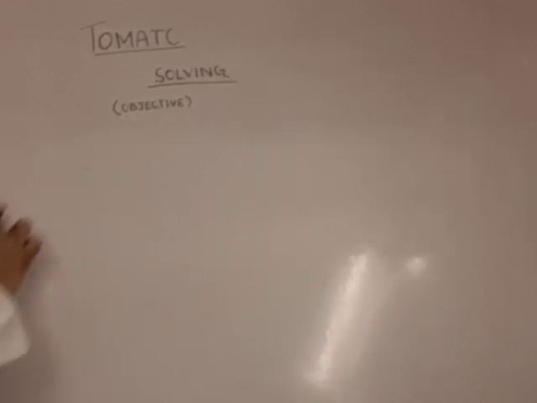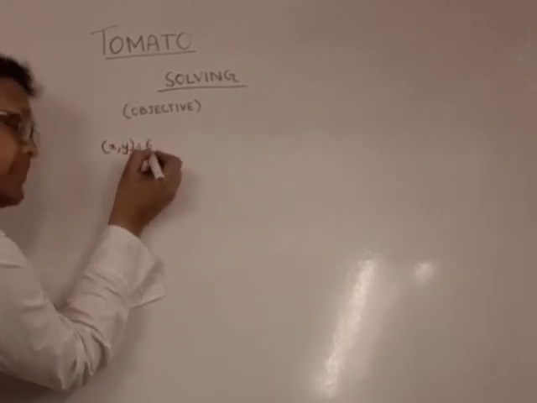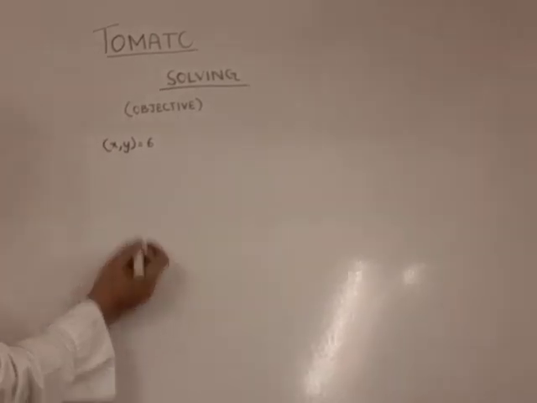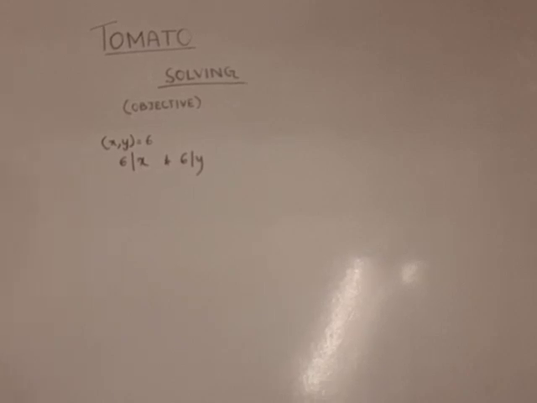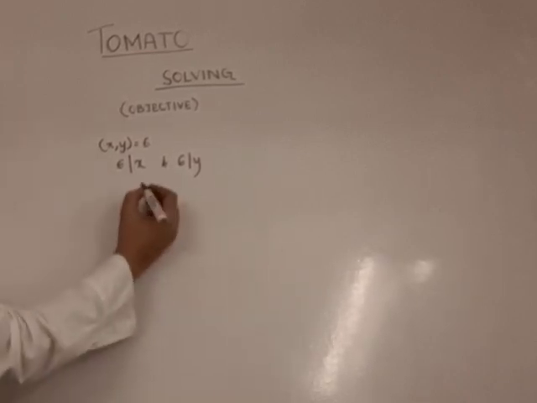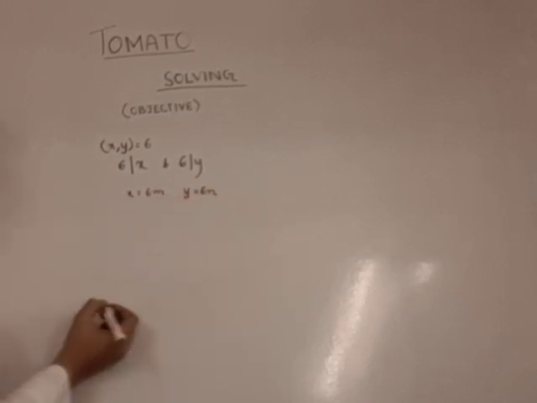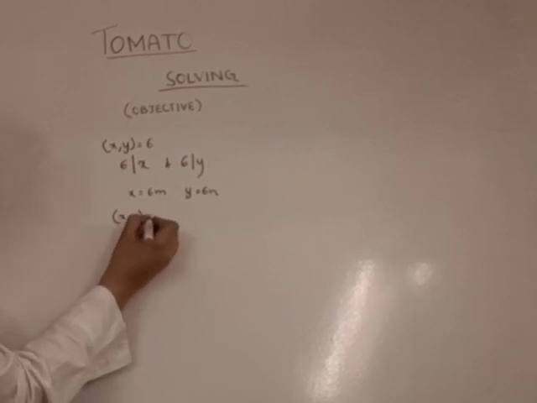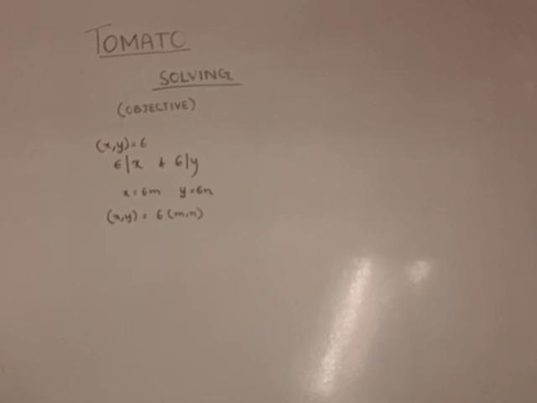So, GCD of x comma y is equal to 6 is given. So 6 divides x and 6 divides y. So 6 must divide x since the GCD is 6 and 6 is a divisor. 6 must be a divisor because that is the definition of GCD, that is, greatest common divisor. So x can be written as 6m and y can be written as 6n. Therefore GCD of x comma y is equal to 6 times GCD of m comma n, where the GCD of m comma n must be 1. We just have seen that the GCD of m comma n must be 1.